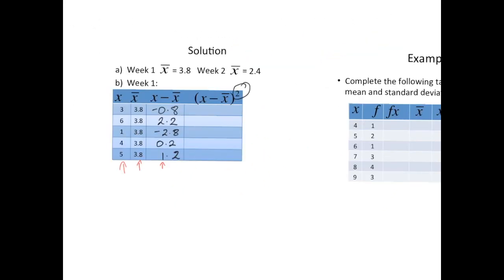Okay, so who can tell me what should go in this one right here? Yes, that's right, because 0.8 times 0.8 is 0.64, that's right. You can always do it in your calculator, just be careful to make sure you square the negative. Or technically you don't even need to include the negative. Anyway, 0.64.